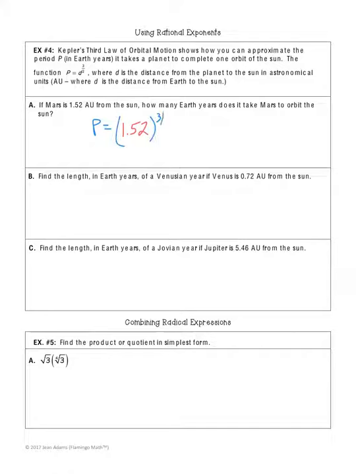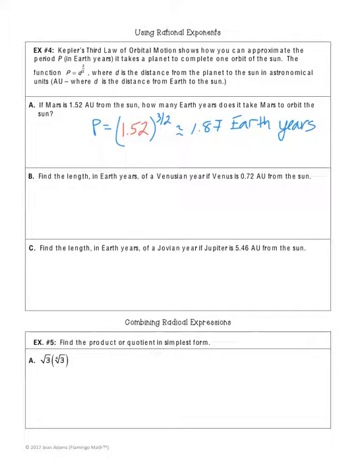Now, of course, I'm going to allow you to use a calculator on something like this, because clearly you're not going to be able to figure out what that was. So if you put that in your calculator, it is going to give you approximately 1.87, that's a 7, Earth years. So I would assume on this particular problem you'd be using a calculator.